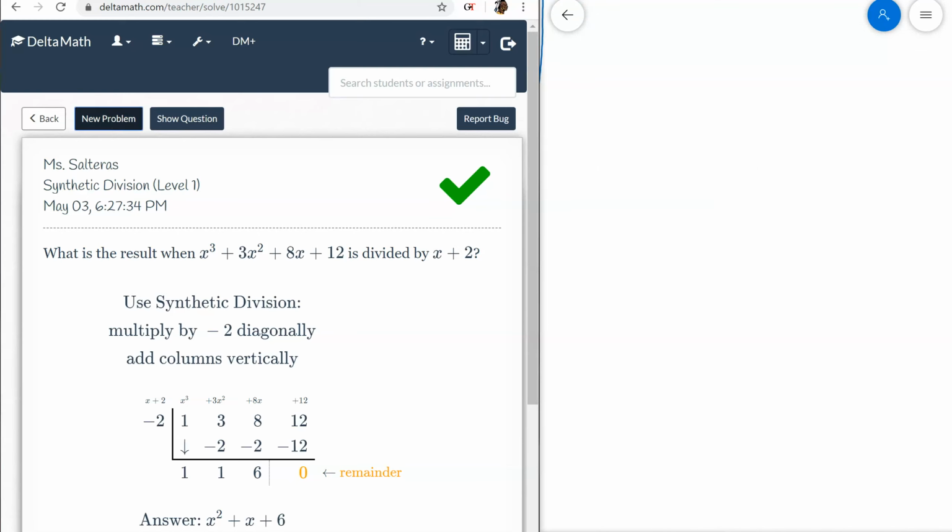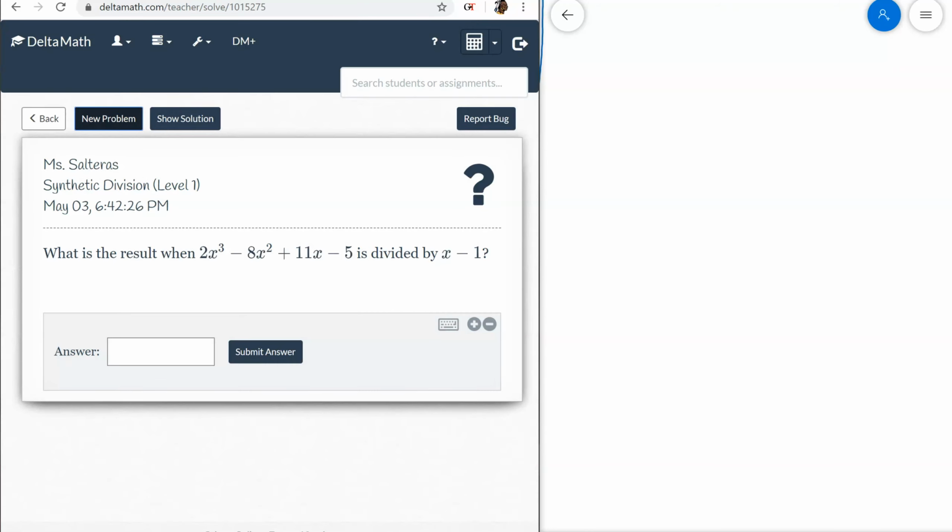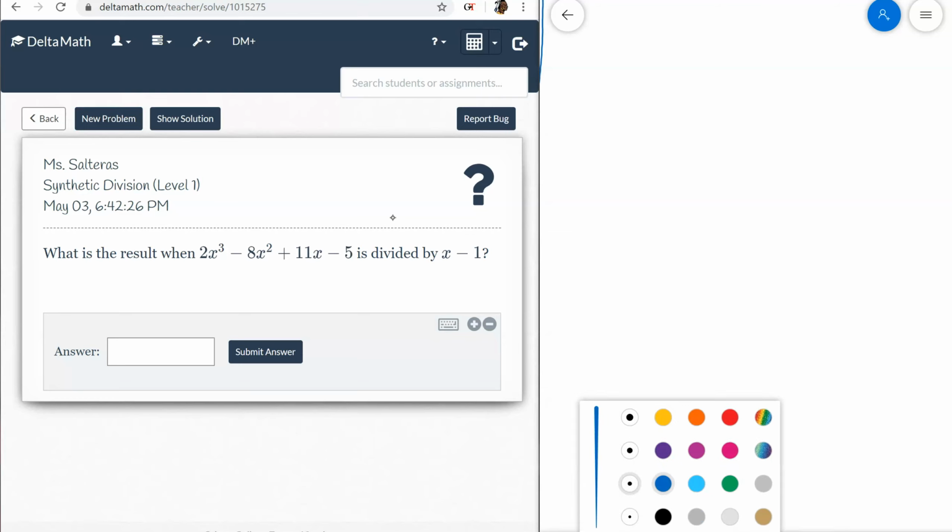Alright, so we're going to go ahead and do another example here so that you guys can see it for your level 1, and then I'll do another video for the level 2. I'm going to go back and change my color. Let's do purple as our main color.